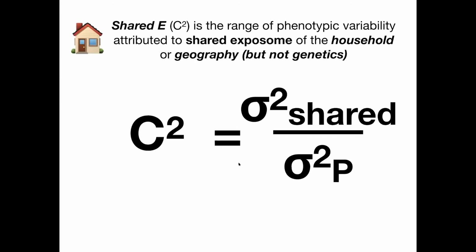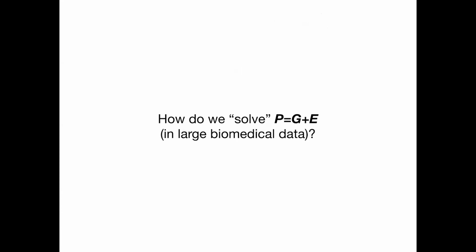And the shared environment or the shared exposome is what we call the C-squared, okay? So that's the amount of variation that we can attribute to living in the same household, but not sharing the same genetics, and the similar ratio is computed. So how do we solve this in large biomedical data?